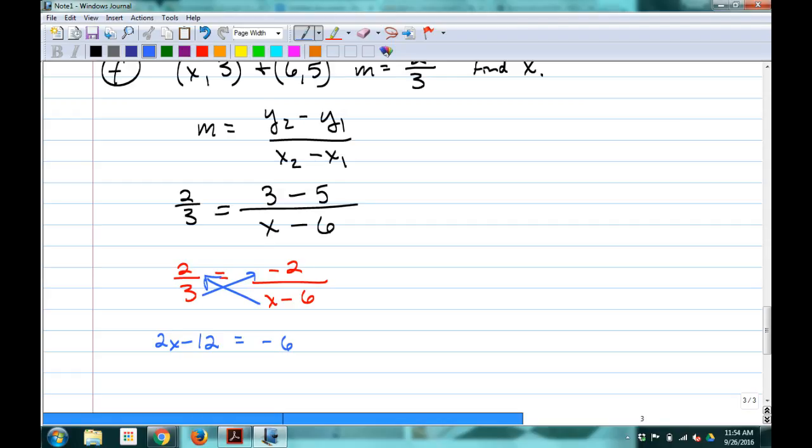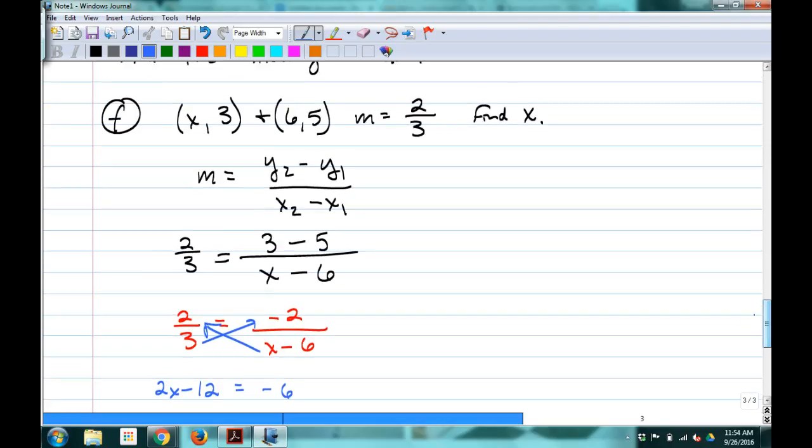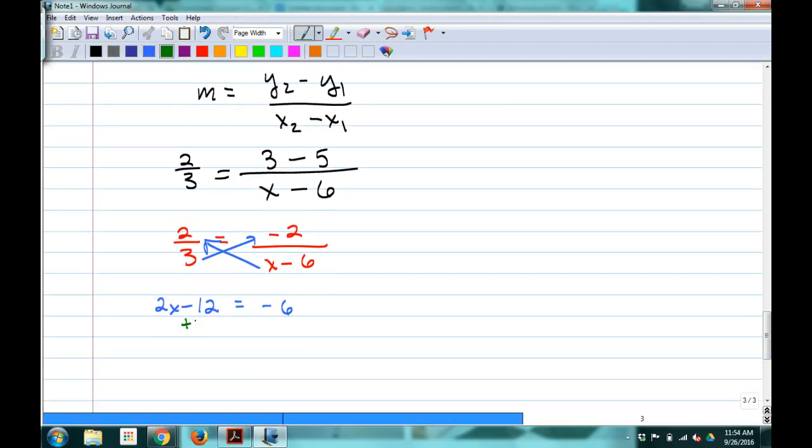That's the slope that they told me at the beginning. They're going to tell you there's 4 things there. There's a slope, there's 2 x coordinates, and then 2 y coordinates. They're going to tell you 4 of the 5 things. And then we just solve that equation, which you guys know how to do. 2x would equal positive 6, and then divide by 2, x is equal to 3. And that's the missing coordinate. So that's what we're finding. Easy enough.